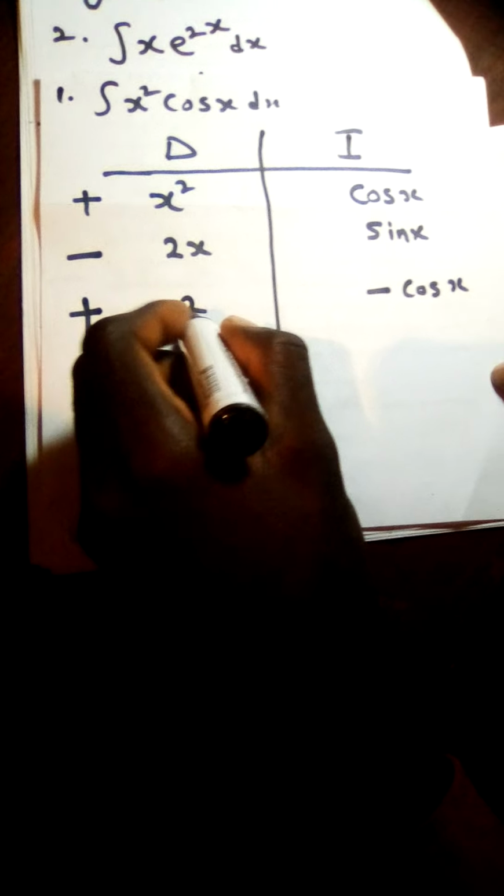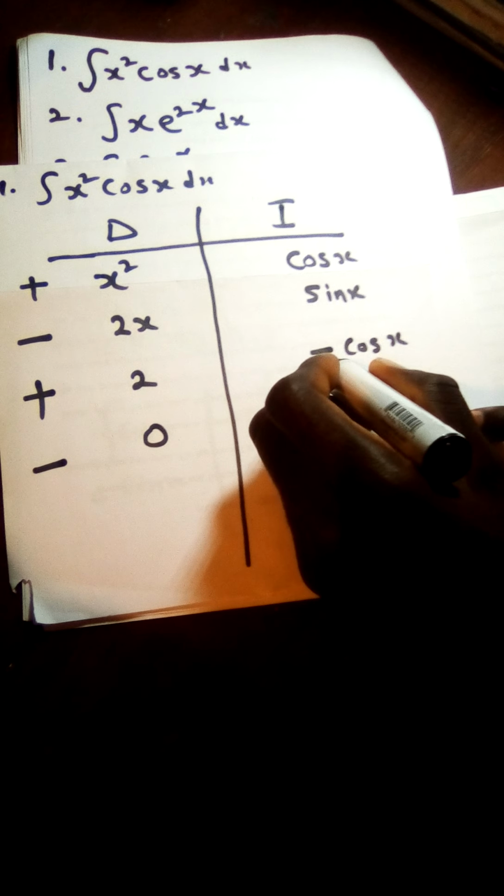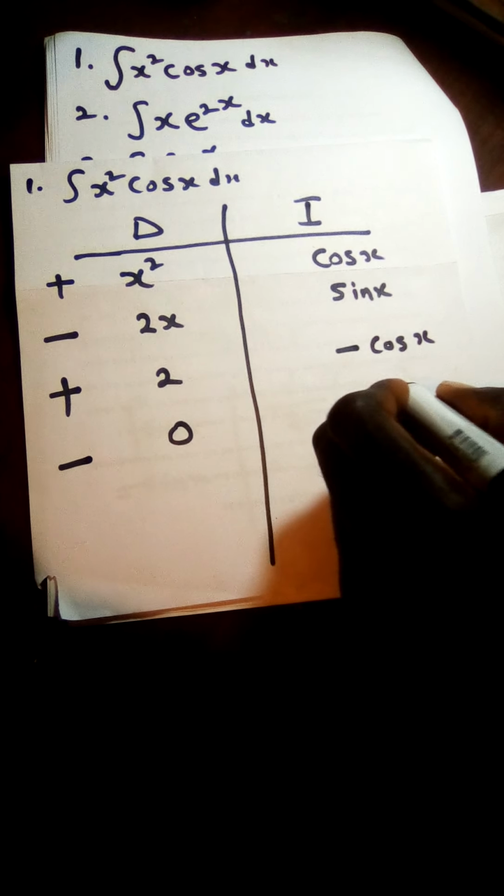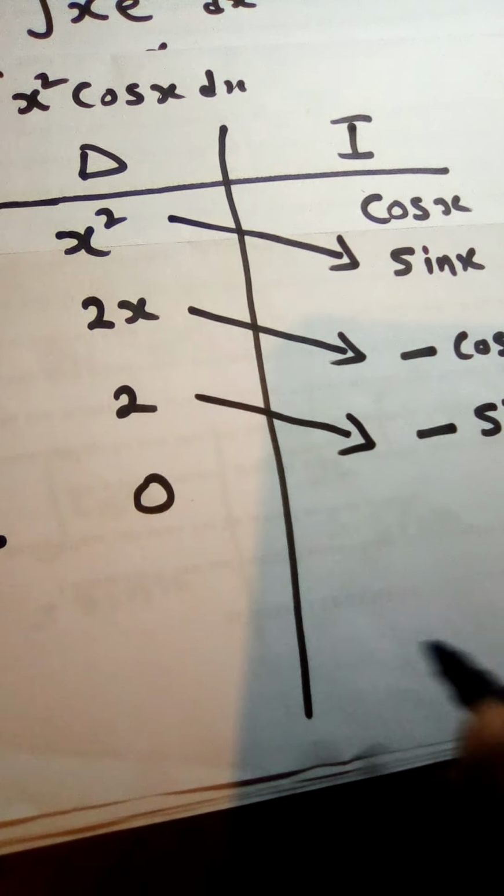If you differentiate 2, you get 0. While if you integrate minus cos x, neglecting the minus sign first, if you integrate this, you get sin x. Now this minus sign will come. So the process has ended because we now have a 0 here. Now the last thing is to link your arrows. Link them like this, like this, like this. That's all. Now the final answer is going to be like this.